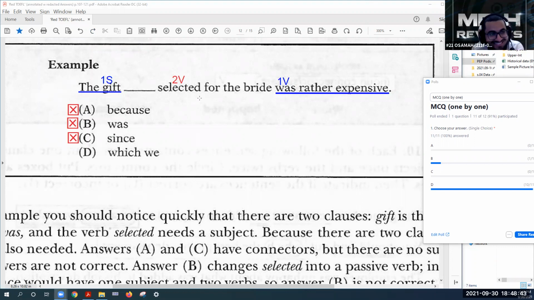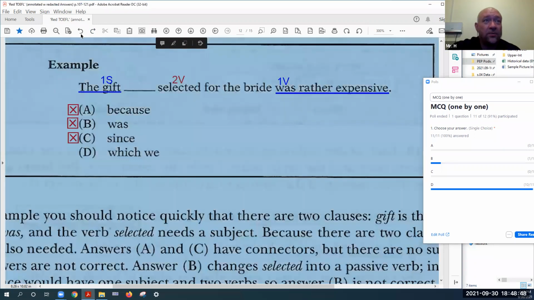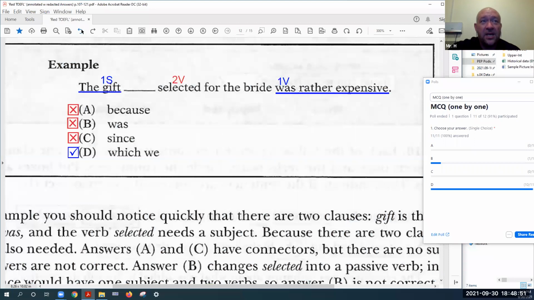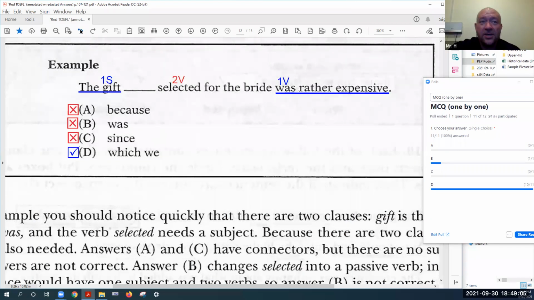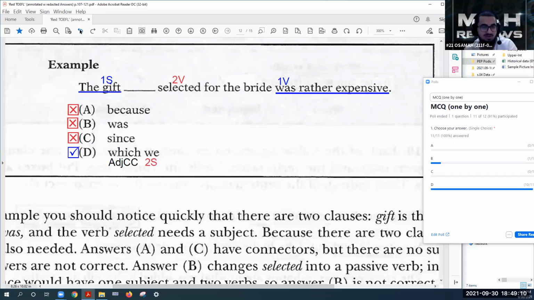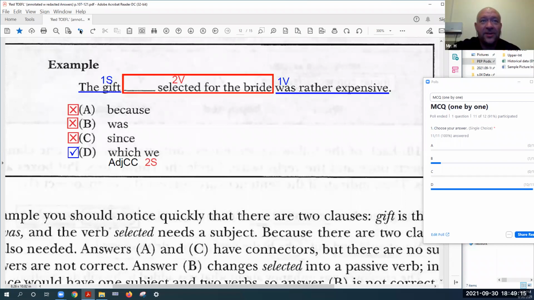All right. So because, was, and since are all wrong answers, the best choice is delta. Where is the adjective clause? Osama? Adjective clause? The whole clause. We need a connector, which. We need a subject, we. Which we selected for the bride. Yes. There you go. All right.